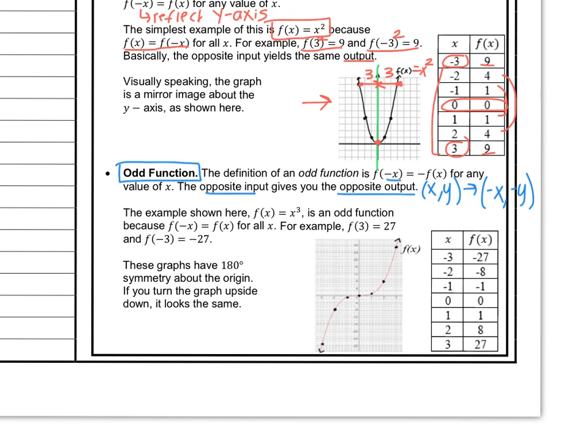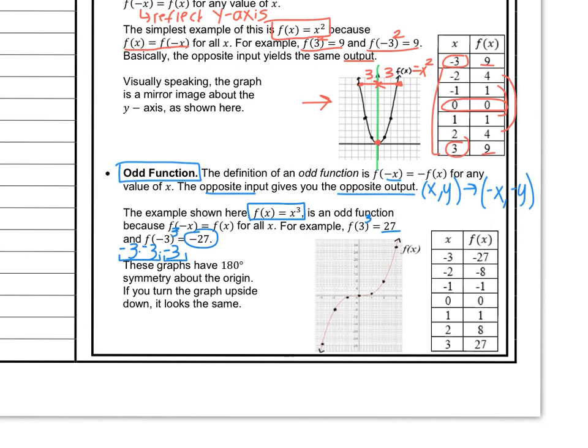Our example here at the bottom is f of x equals x to the third power. A cube function is an odd function because when we cube 3, we get 27, and when we cube negative 3, we get negative 27. Negative 3 times negative 3 times negative 3 is negative 27, because a negative times a negative gives us that positive 9, but then we multiply by a negative and that gives us back a negative 27.